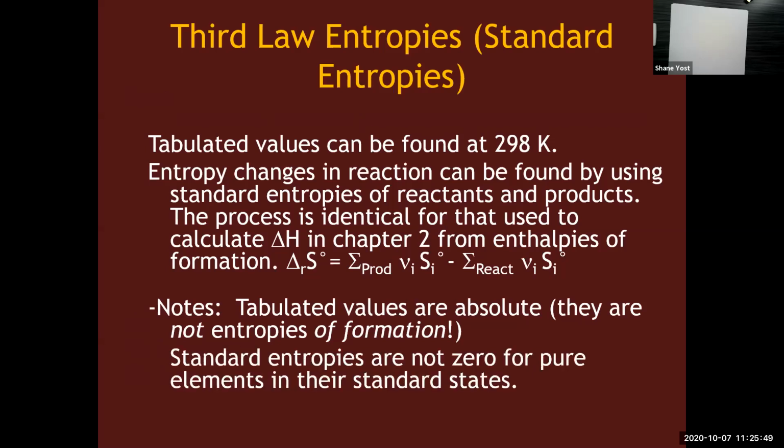Any questions about the third law of thermodynamics and its implications? The third law is just stating essentially what the 0 entropy is, a perfect crystal at 0 Kelvin. And based off of that, we can calculate what the standard entropy is for any substance at any temperature, and we can get the entropy changes for reactions based off of the standard entropies of your reactants and products.